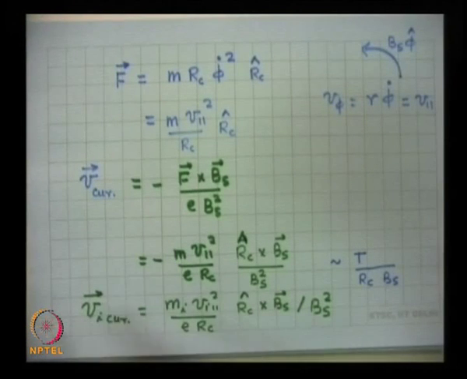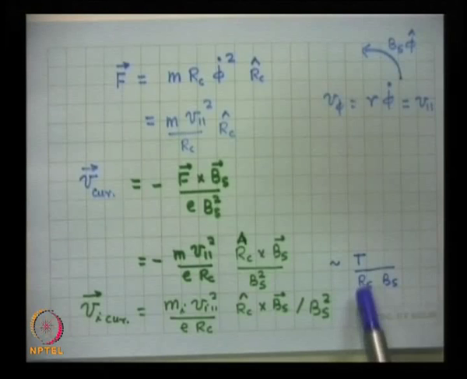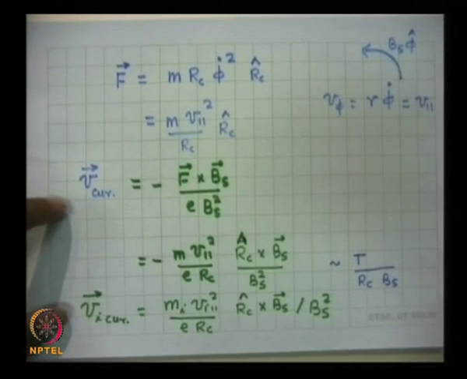So these drifts are stronger in hotter plasmas, and obviously they can be suppressed if the radius of curvature is huge or the magnetic field is very strong. But as I mentioned, production of magnetic field is quite expensive, and hence one should economize the production of magnetic fields. So one should find some ways to avoid these drifts.